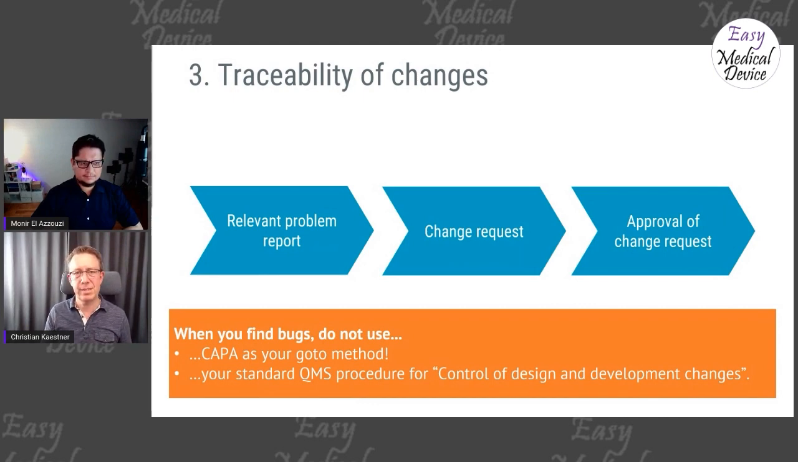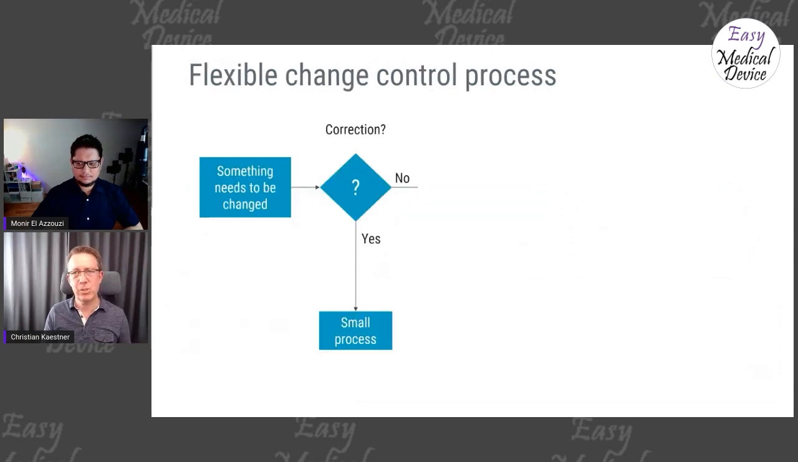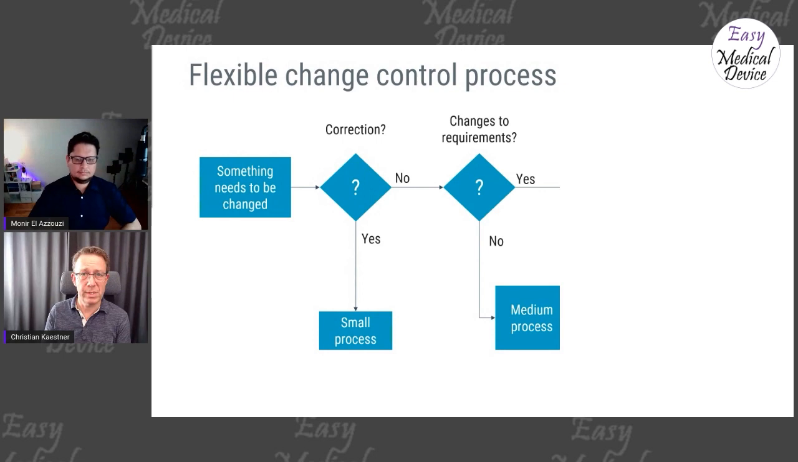And what I suggest and what I prefer to figure out here, it's different for each organization, of course, but I try to identify a flexible change control process. So something needs to be changed, and working with software, unfortunately, it happens quite often. So is it only a correction? Yes. Fine, let's use a small process. Changes to requirements? Well, no.